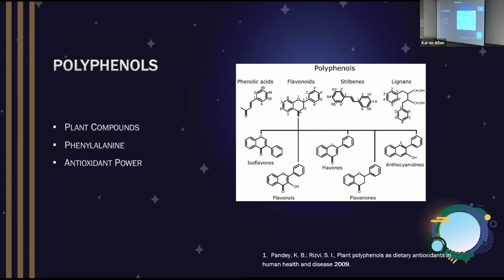Now there are four different types: phenolic acids, flavonoids, stilbenes, and lignans, and these are all the different types of polyphenols and their derivatives. And they do have high antioxidant power as well.